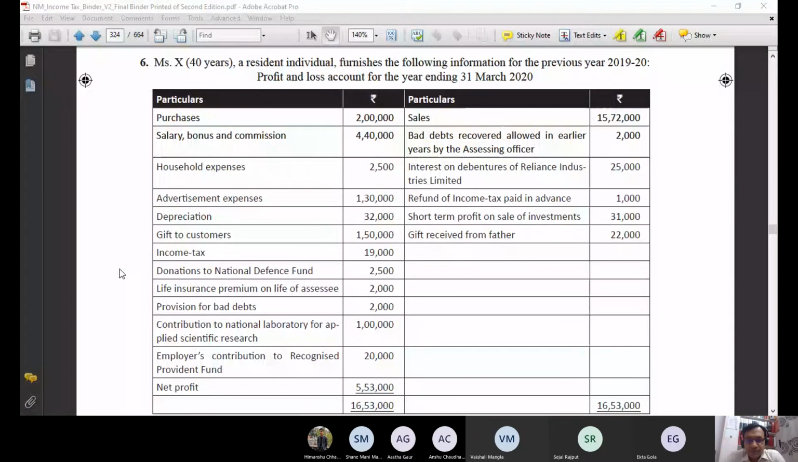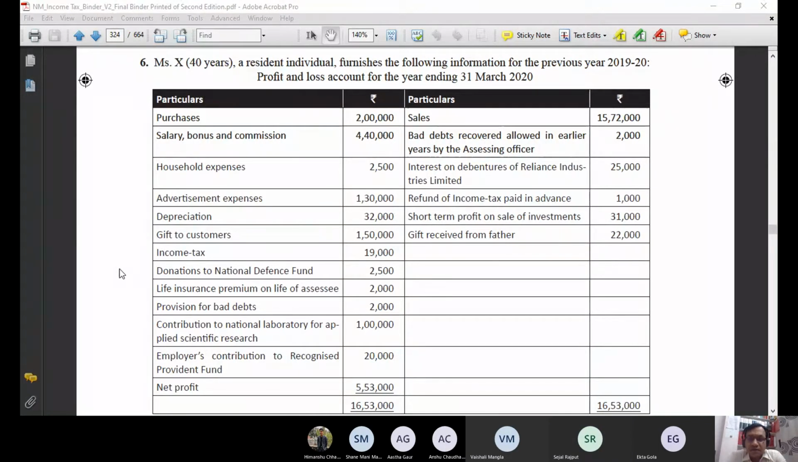Anyone who can tell me this? No, sir. Why? Sir, because it is the income of other sources. Very good. It is an income from other sources. So it is an income, but it is not a PGBP income.